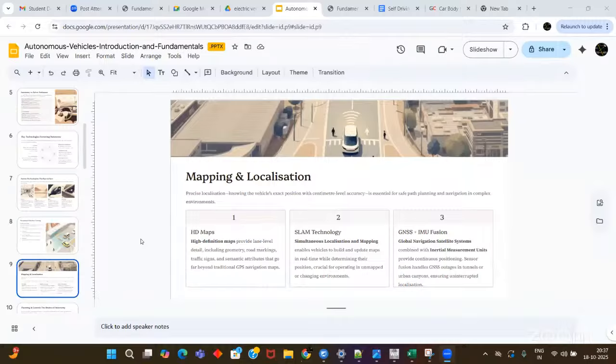Okay. So first point is HD maps. High definition maps provide lane level detail including geometry, road markings, traffic signs, and semantic attributes that go far beyond traditional GPS navigation maps. So yeah, HD maps are the high definition maps, which I told you right at the start of this class.